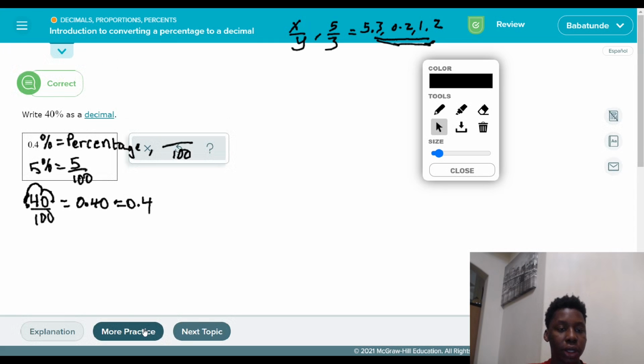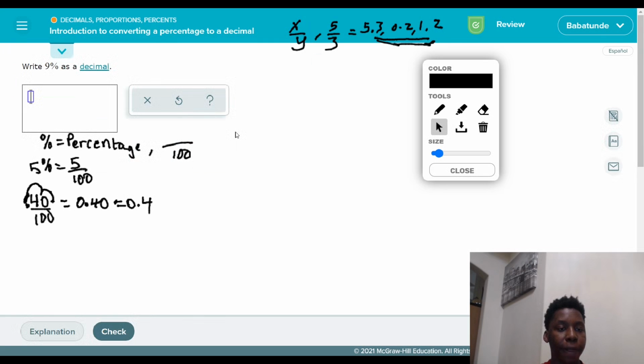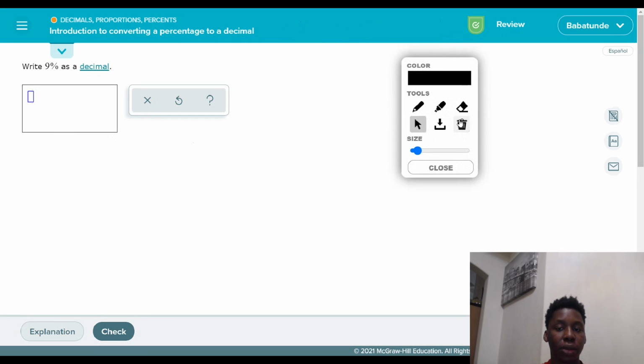Let's look at more practice. Let's go to another one. In this case, we're asked to write 9% as a decimal. Based on the previous examples, we know what a decimal looks like. A decimal is like normal numbers, the numbers that don't need two lines, just a line. So 9% is basically saying 9/100.